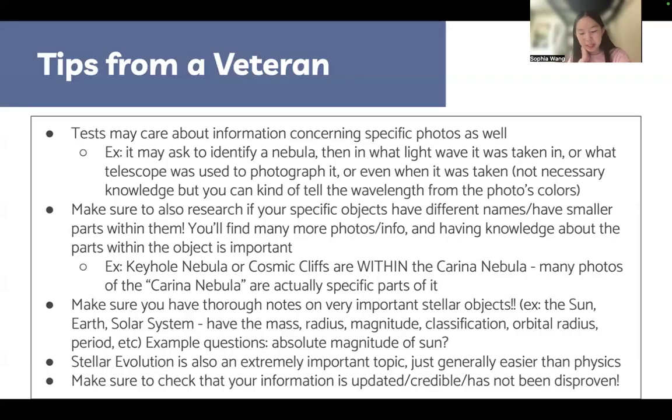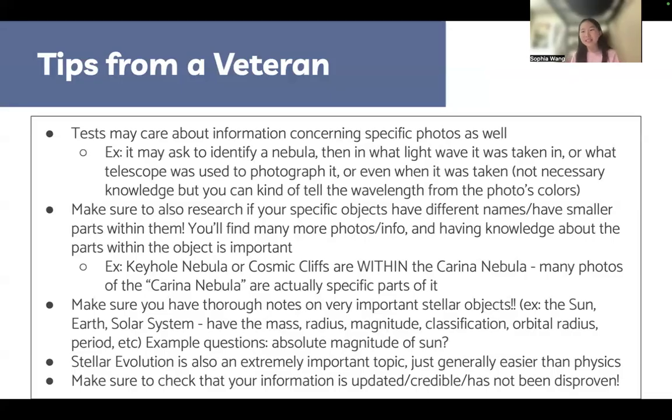The next point is to make sure to also research if your specific object has different names or smaller parts within it. Maybe a lot of these are going to be listed in your topics list as something like HGC 1337, and maybe it's also called something like, I don't know, the blue planet. That's a really dumb name, I'm sorry. But you can find way more pictures if you know all the names it's under. And if you know things that are in it, those can also help you find better or more specific pictures, or even more facts about it, like more fun facts.